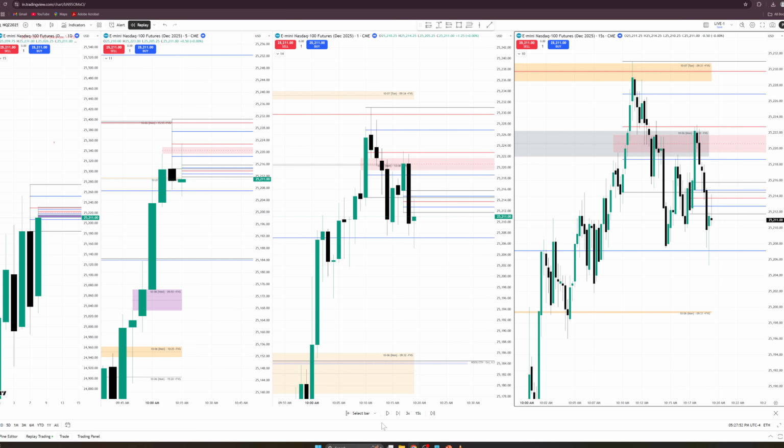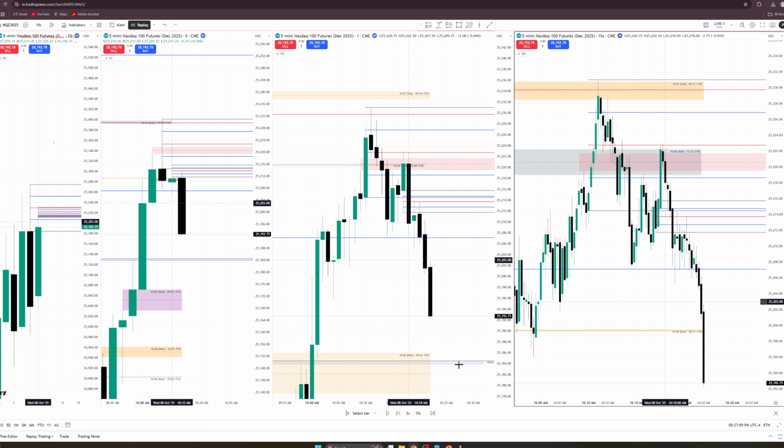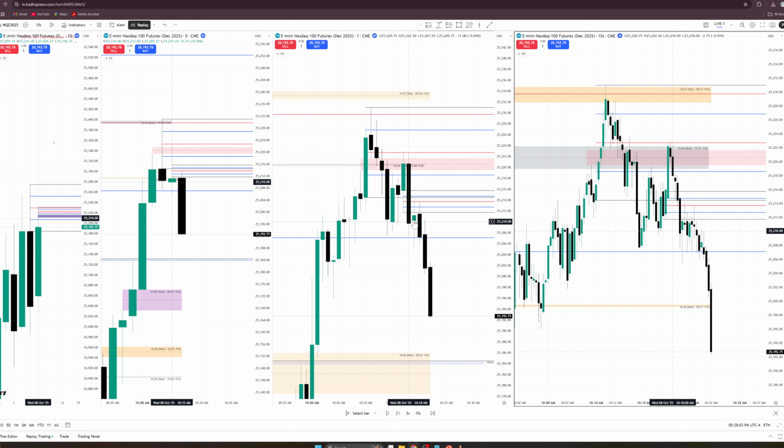So let me play back this again. You can see this again, the next candle went back up, hit to the pip this midpoint of this wick, and then started rejecting.